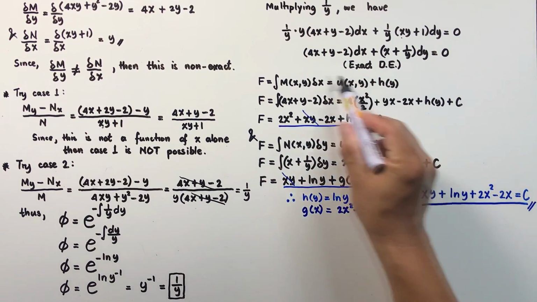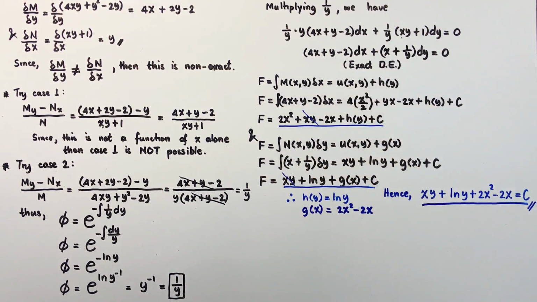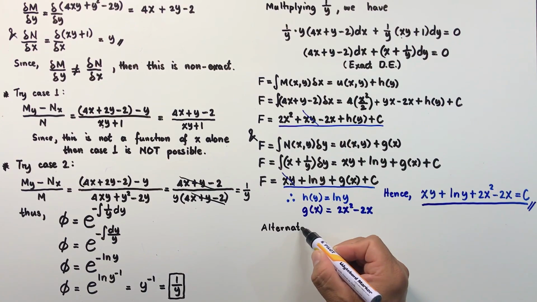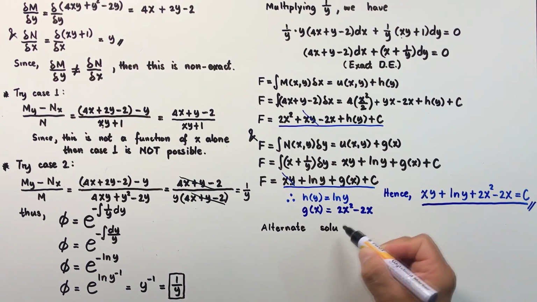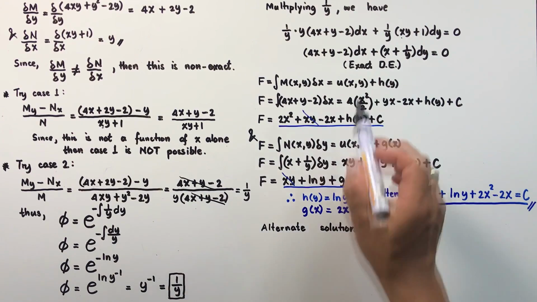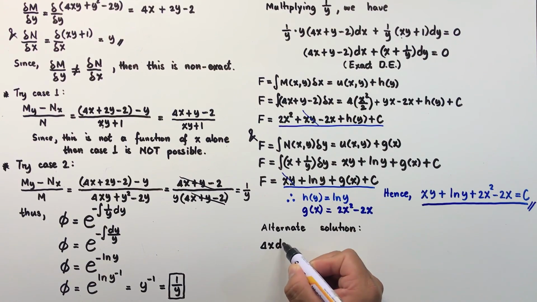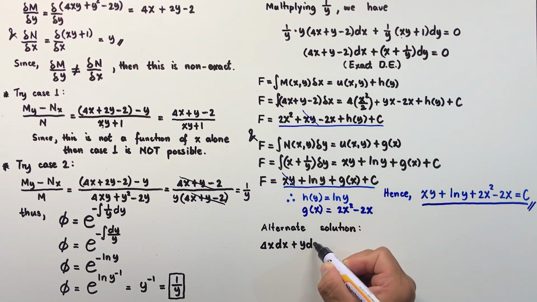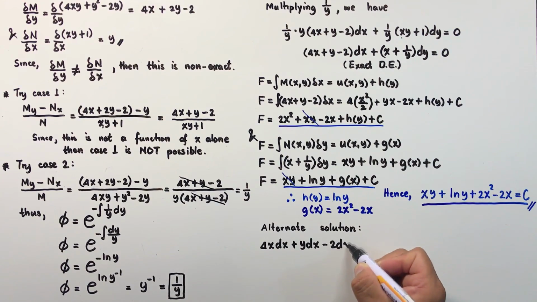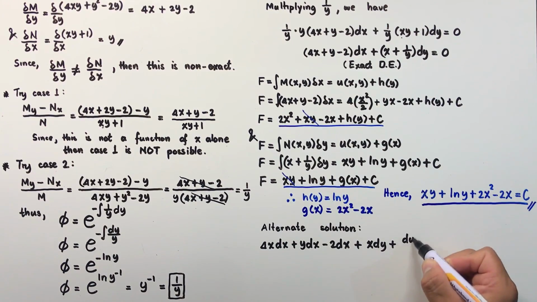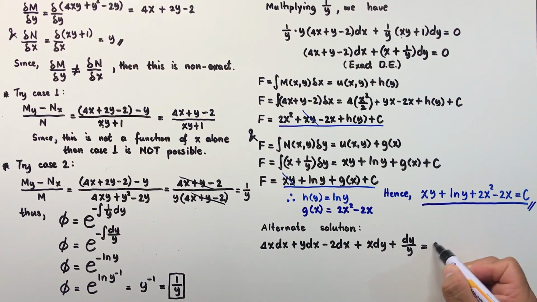But this method of solving this exact differential equation can be shortened if we apply integrable combination. So we may write here an alternate solution for this converted exact differential equation. Distributing our dx to this trinomial, we have 4x dx plus y dx minus 2 dx plus x dy plus dy over y, which is equal to 0.